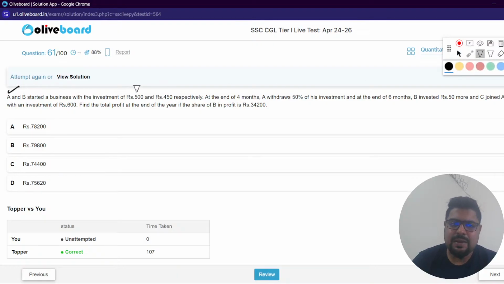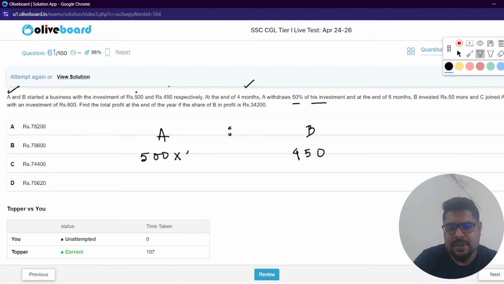Next one, please. A and B, investment 500 and 450. They have given us a story, so let us start with the story. Initial 500 rupees, 450 rupees. 4 months after, A withdraws 50% of the investment. So this money was there for 4 months. Then 250 rupees was there because 50% has been taken out.